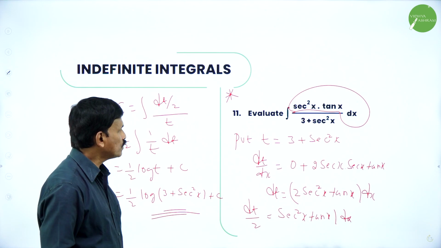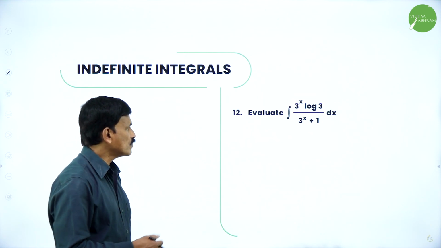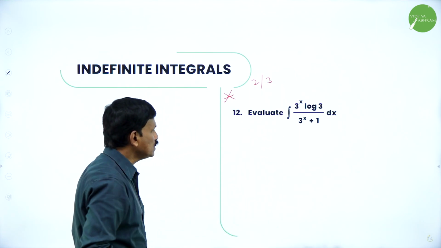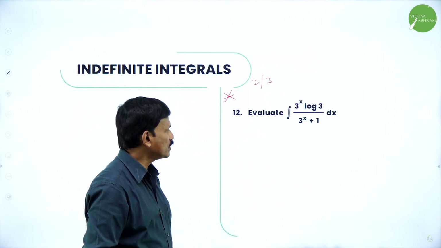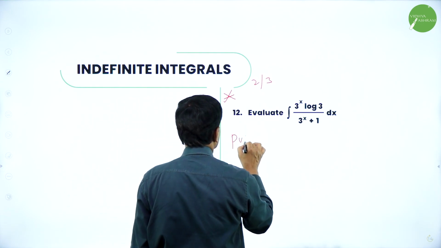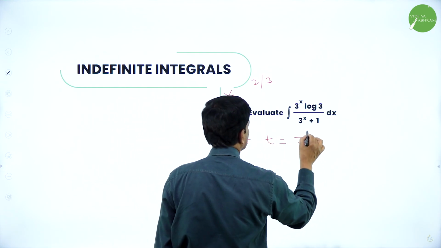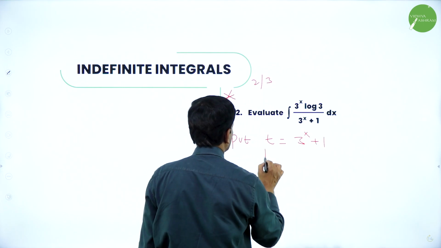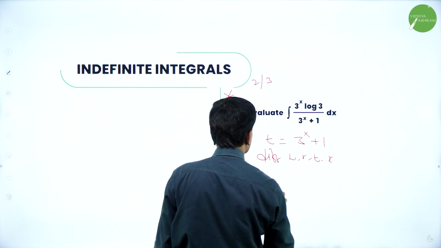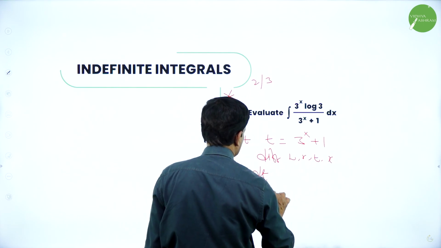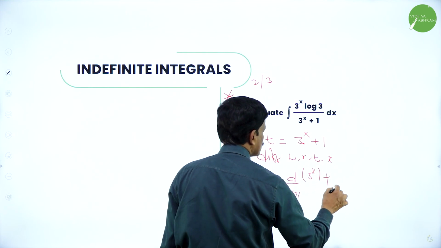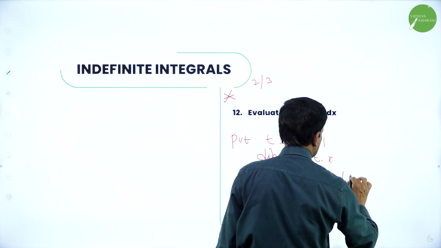Now, move on to the next problem. This is a very important problem. You may expect this for 2 or 3 marks. Evaluate 3 power x log 3 divided by 3 to the power of x plus 1. This can also be done by the method of substitution. Put t is equal to 3 power x plus 1. Differentiate it. So, differentiating with respect to x, dt by dx is equal to d by dx of 3 power x plus d by dx of 1.